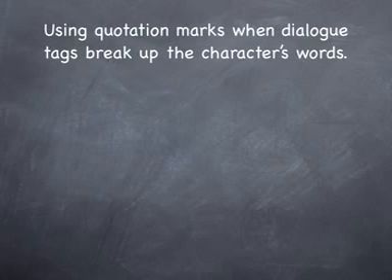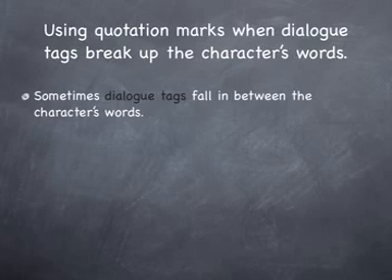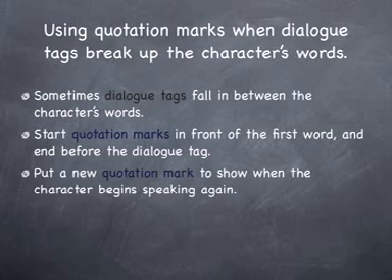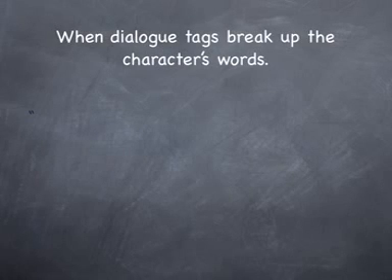Using quotation marks when dialogue tags break up the character's words can also be sticky. Sometimes dialogue tags fall in between the character's words. Use start quotation marks in front of the first word and end before the dialogue tag. Put a new quotation mark to show when the character begins speaking again. Look at this example. It will show you how to punctuate when dialogue tags break up the character's words.